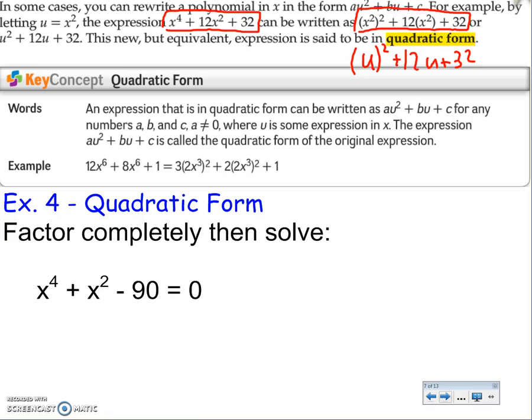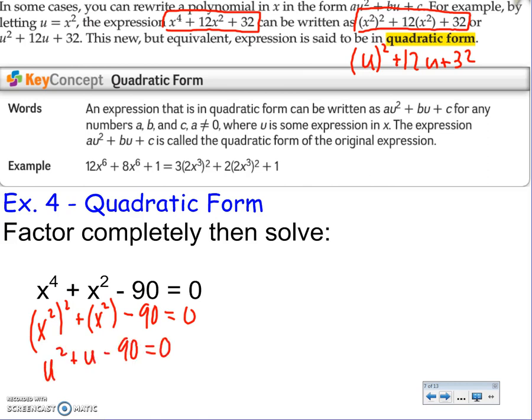So here I'm going to say let's let u be x squared, because this is again x to the 4th plus x squared minus 90 equals 0. Well, I'll call that u. So u squared plus u minus 90 equals 0. Now you can do quadratic formula. I'm going to do the shortcut and just factor. So that turns into u plus 10 times u minus 9 equals 0.